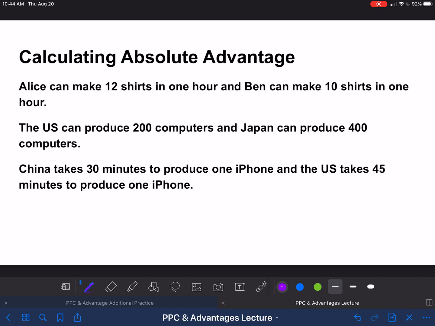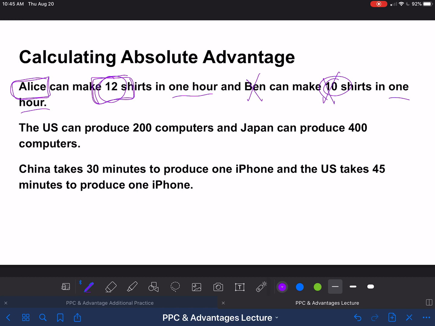So let's practice calculating absolute advantage first. So Alice can make 12 shirts in 1 hour and Ben can make 10 shirts in 1 hour. Well, we see something in common, 1 hour. So we know this can't be a time question. So we're looking at the 12 and the 10. So who's going to have the absolute advantage in making shirts? Well, that's going to be Alice, because Alice can make 12 shirts and Ben can only make 10 shirts.